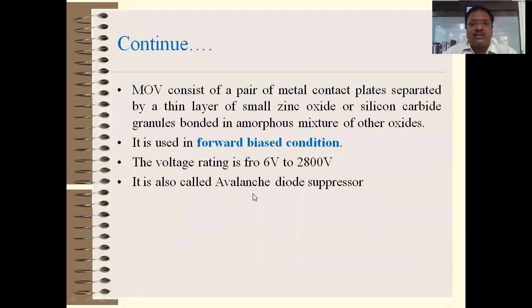It is also called an avalanche diode suppressor. This is another name of this MOV. Okay, so it is simply a variable resistor, the resistance changes as your voltage changes.